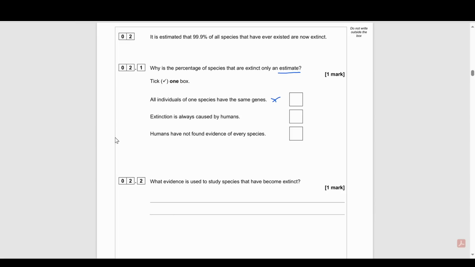Second thing says extinction is always caused by humans. That's definitely not true, because extinction can be caused by disease, can be caused by natural disasters, loss of habitat. So it's not only through human intervention that causes extinction. The third one says humans have not found evidence of every species. And this makes the most sense because organisms have been around for billions of years. Humans have not. So humans can only find evidence of species that have either been around during their time or have left evidence of their remains, and that's what we call fossils. But human beings have not found all fossils, so they can only make estimates based on what they see.